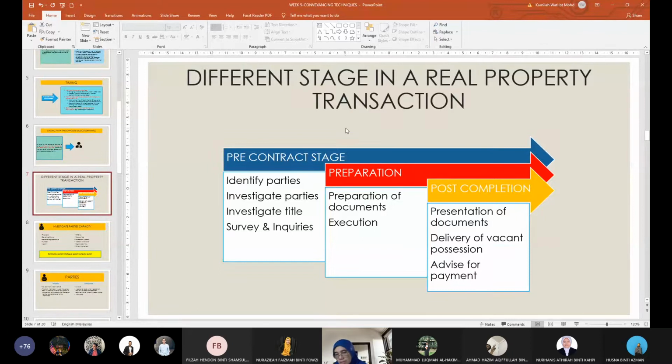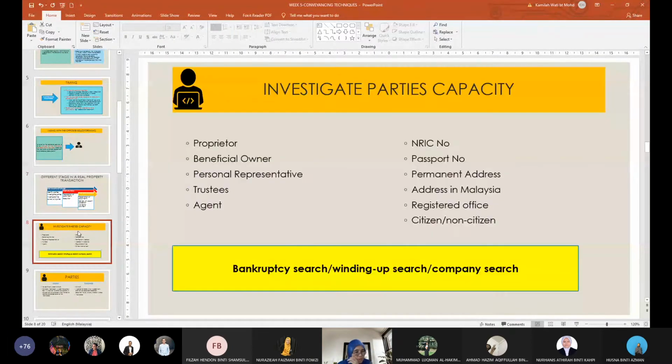So once this is registered, then only we can advise the bank for the release of the loan, and then only delivery of vacant possession can be done. Meaning vendor dapat duit dia dan purchaser dapat rumah yang dia beli. So these are generally 3 stages in a real property transaction. Dia ada pre-contract stage, preparation stage and post-completion or completion stage. Okay. So now we are looking at the pre-contract stage.